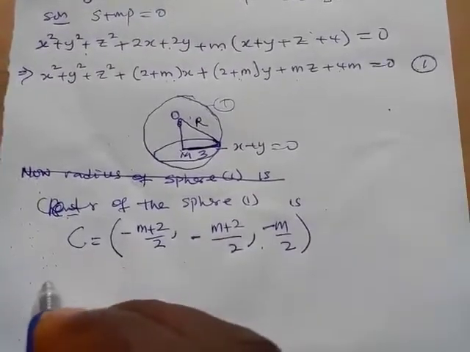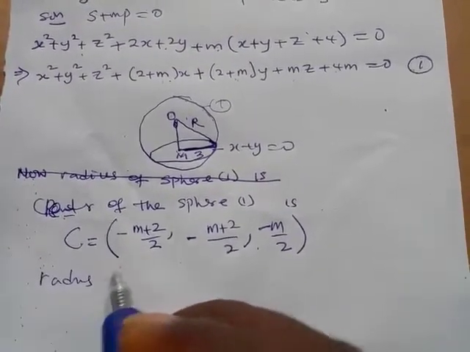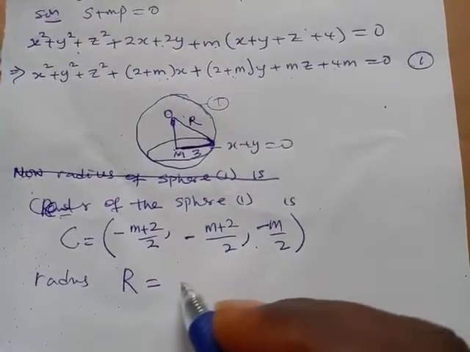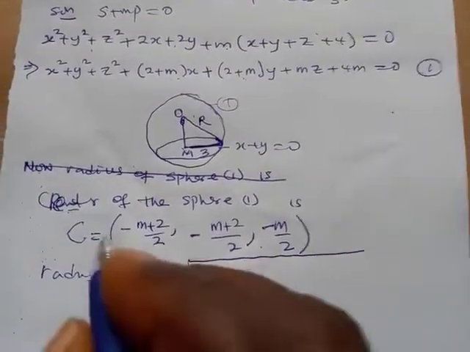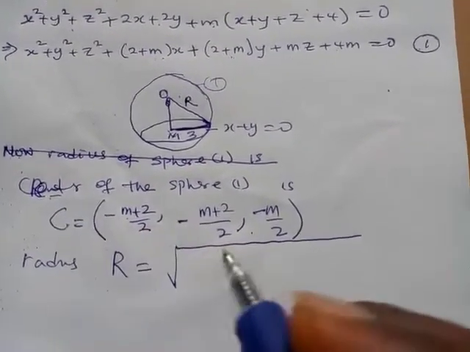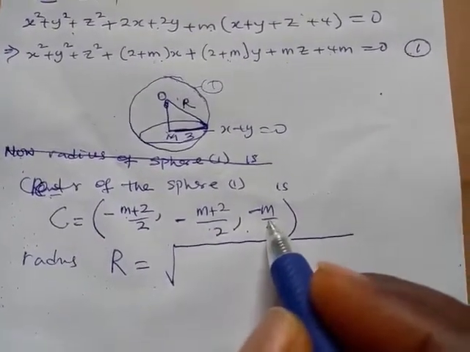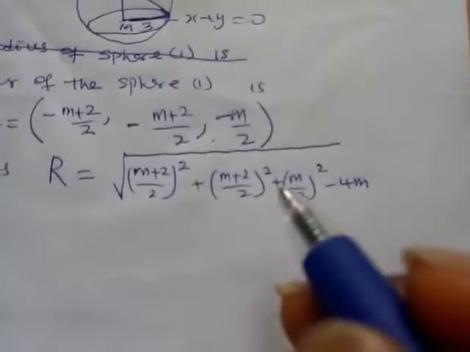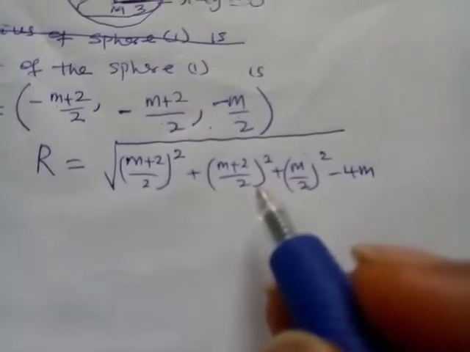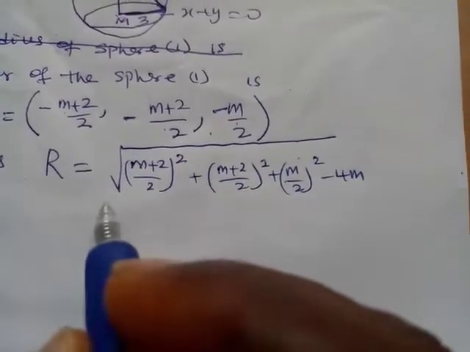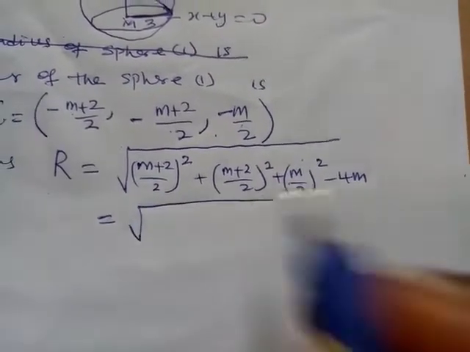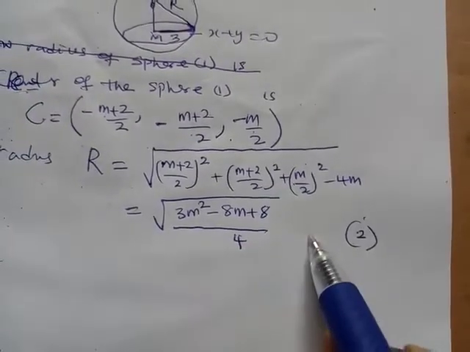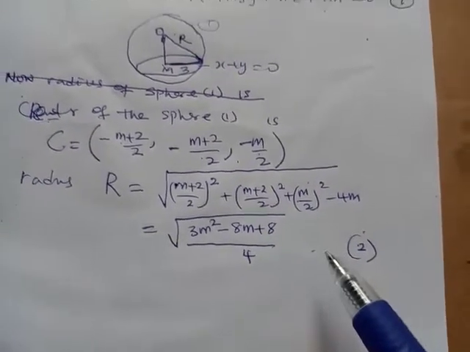We now find the radius. The radius r will be the square root of the square of this plus the square of this plus the square of this minus this constant here, and that is what we have here. Now if you simplify this further, we are going to have this for our radius. Now we have found the radius of the sphere.